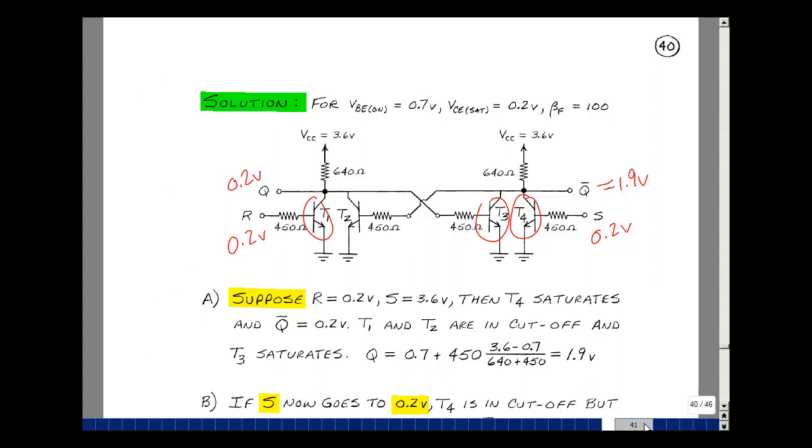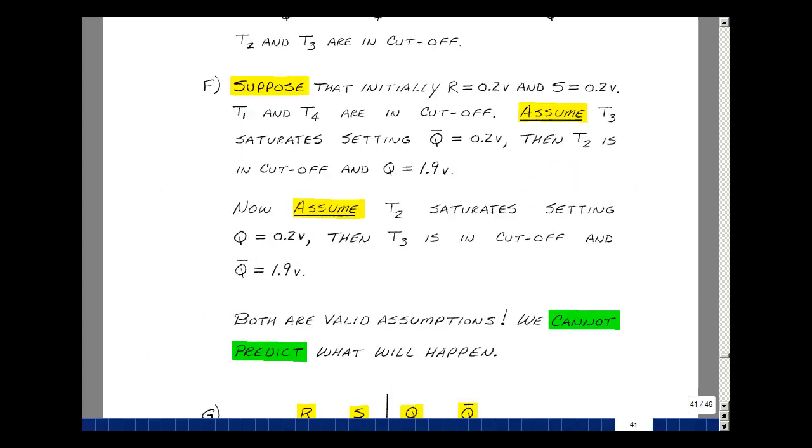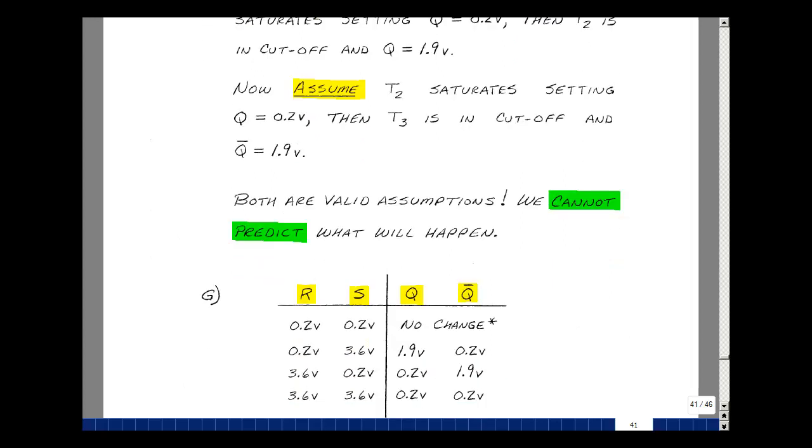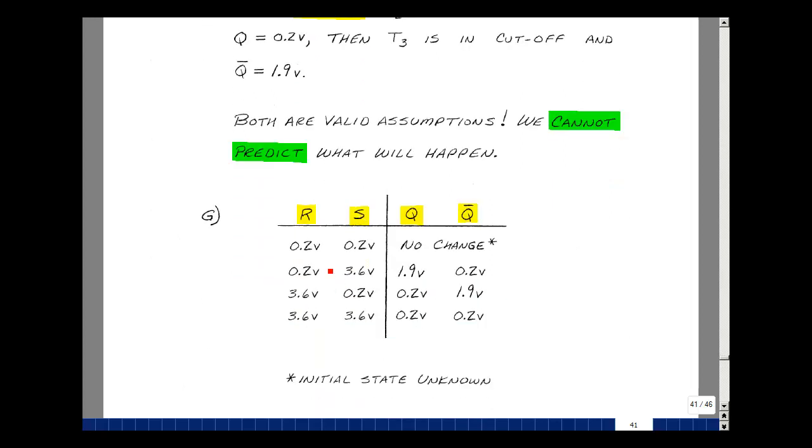Let's go back to page 41. This is the case we just described. We can summarize everything in a table. Here's R and S: two logical zeros, logical 0, logical 1, logical 1, logical 0, two logical 1s. Put a logical 1 on the set line and a logical 0 on the reset line. The output Q goes high and Q bar goes low, and then vice versa. Put a reset logical 1 and a set logical 0. We reset the output to logical 0 and the complement to logical 1.